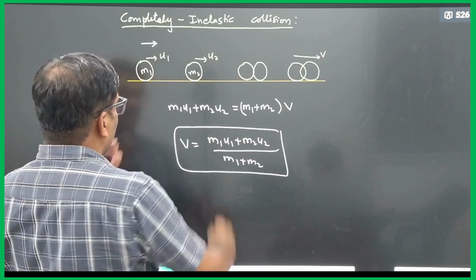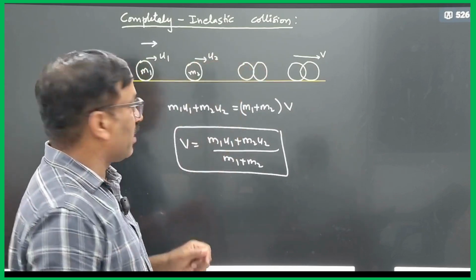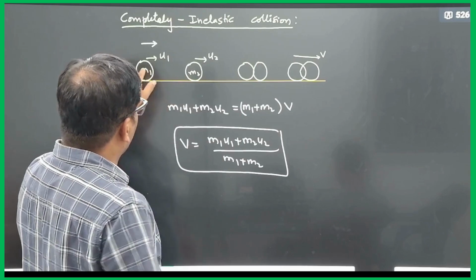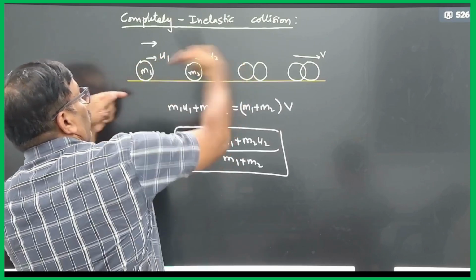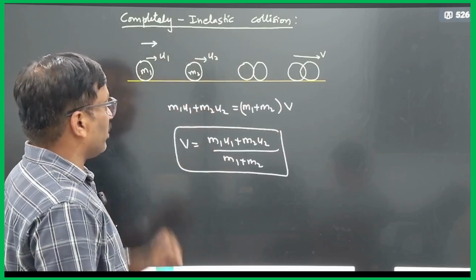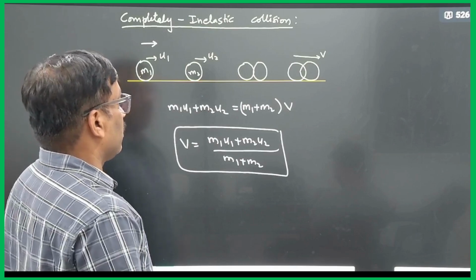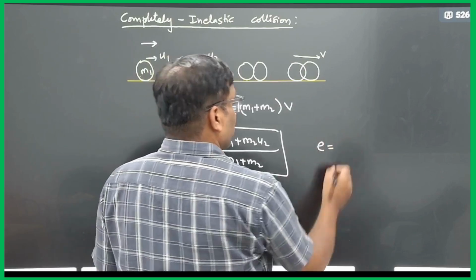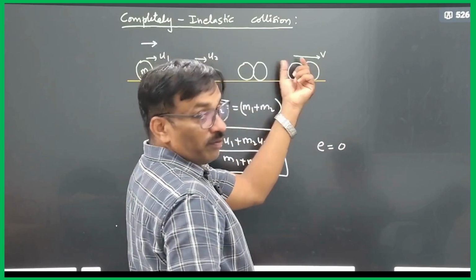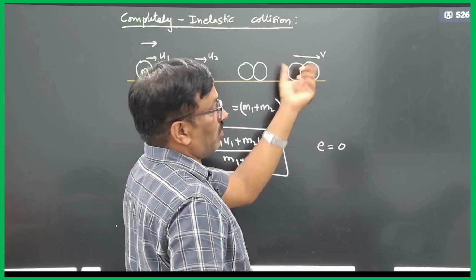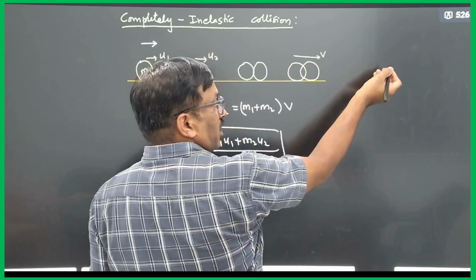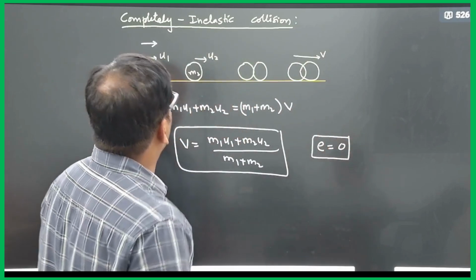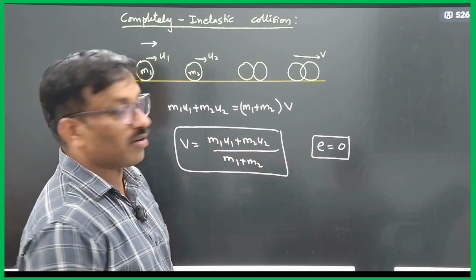If they are going in the same direction, it is like this. If they are going in the opposite direction, then m1 u1 is positive but m2 u2 will be minus, so you should be very careful. Here the coefficient of restitution will be equal to 0. Why? Because there is no relative velocity of separation: v2 is the same as v1, so v2 minus v1 is 0, and 0 by something is 0. So for a completely inelastic collision, the coefficient of restitution is 0.